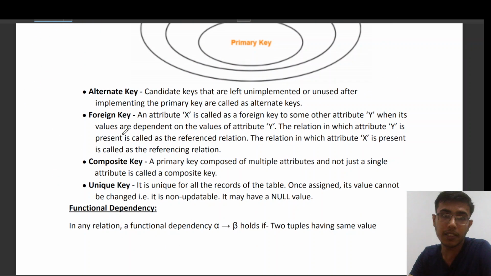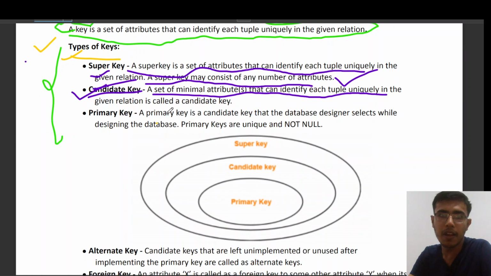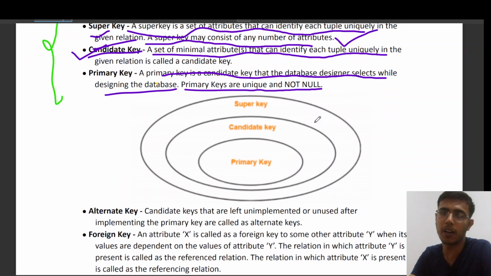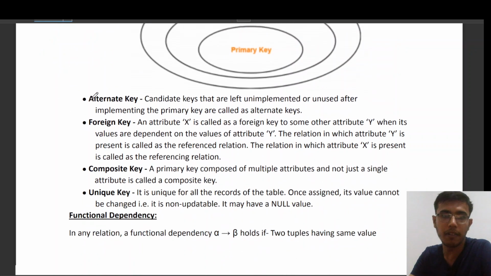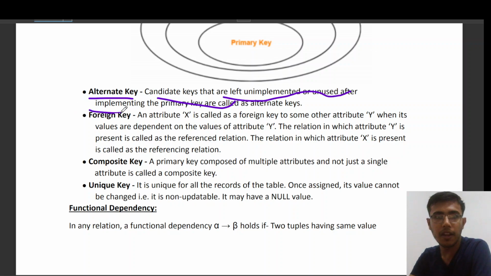Now the next thing that comes to my mind is candidate key, a set of minimal attributes that can identify each tuple uniquely in the given relation. That is called a candidate key. Primary key. A primary key is a candidate key that the database designer selects while designing the database. Primary keys are unique and not null. A primary key must be unique, but it cannot be null, right? Alternative key. The candidate keys that are left unimplemented, while one is implemented as primary, are called alternative keys, right?